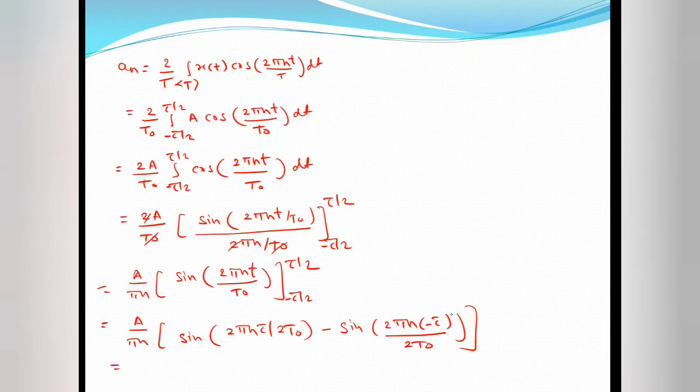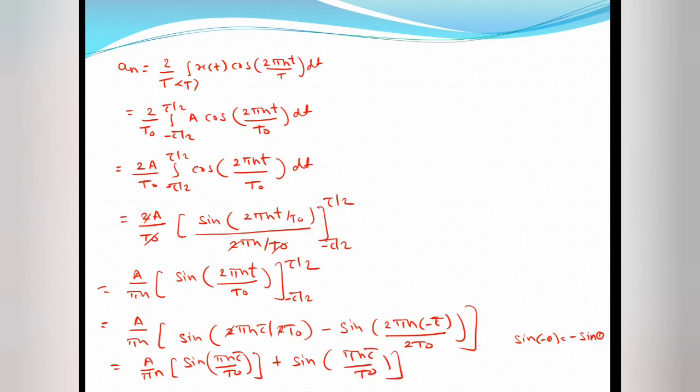But sine of minus theta is always equal to, here we have a trigonometric identity, sine of minus theta is equal to minus sine theta. Pi n into sine of, this 2 and 2 get cancelled. So pi n tau upon t0, minus minus will make this term plus. So plus sine of pi n tau by t0.